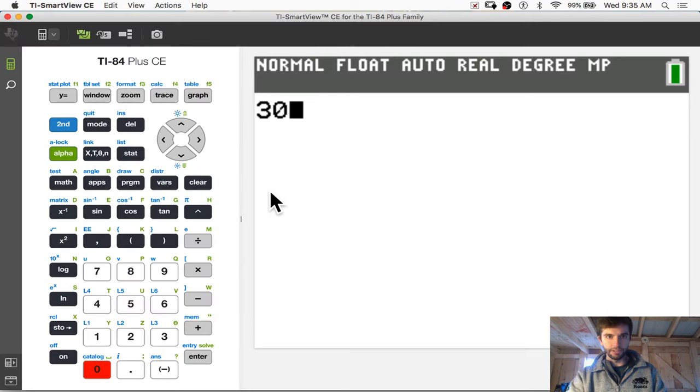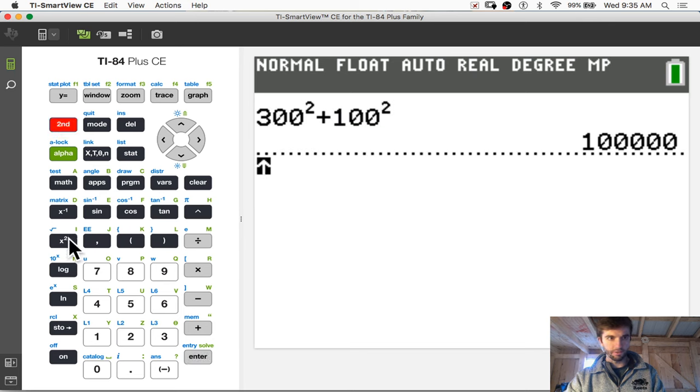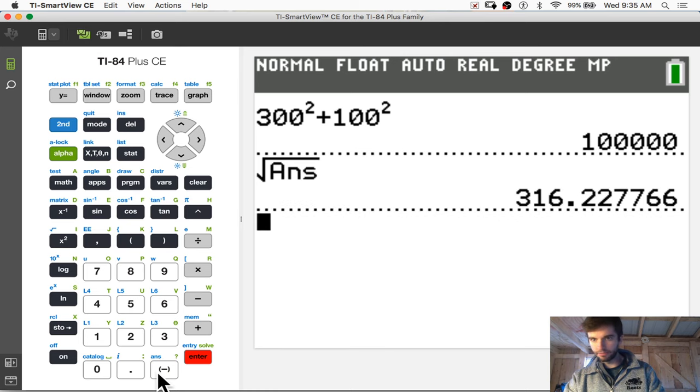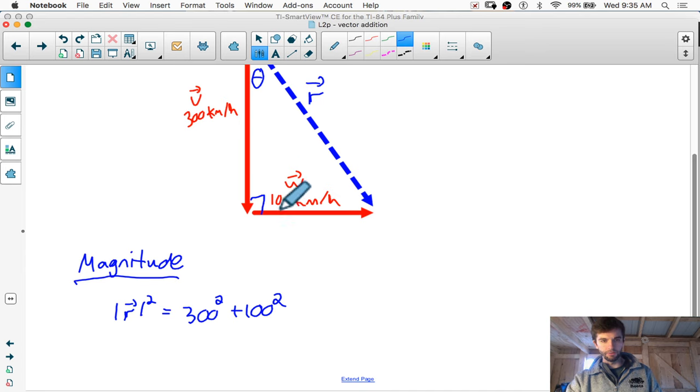And then we can just evaluate this. We can do 300 squared plus 100 squared, and then square root that answer to find the magnitude of the resultant. Square root this answer, and we have the magnitude of our resultant is about 316.2. So the magnitude of the resultant is approximately 316.2 kilometers an hour. So that's the resultant speed of the plane when it's been affected by the wind.